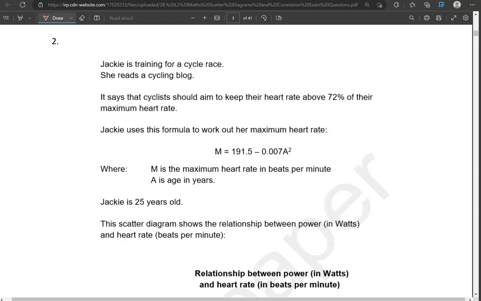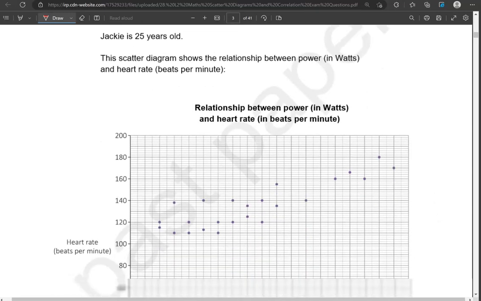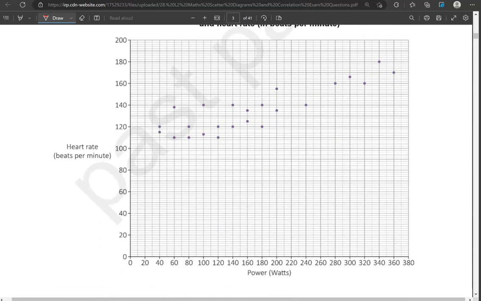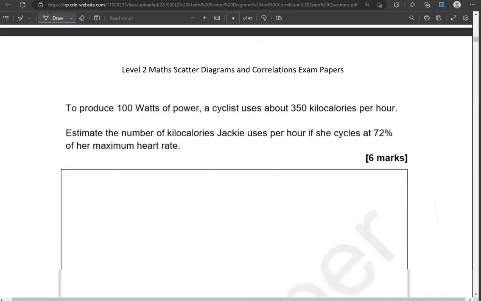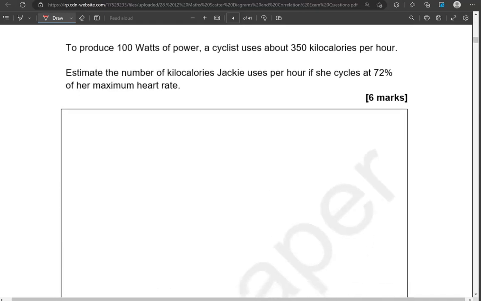This scatter diagram shows the relationship between power in watts and heart rate in beats per minute. To produce 100 watts of power, a cyclist uses about 350 kilocalories per hour. Estimate the number of kilocalories Jackie uses per hour if she cycles at 72% of her maximum heart rate.